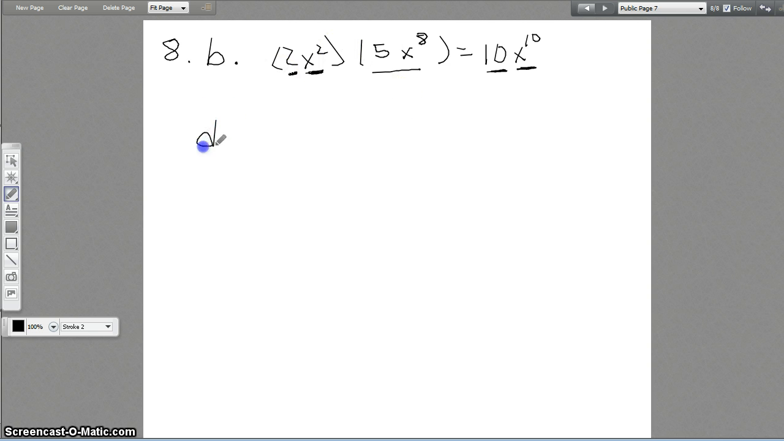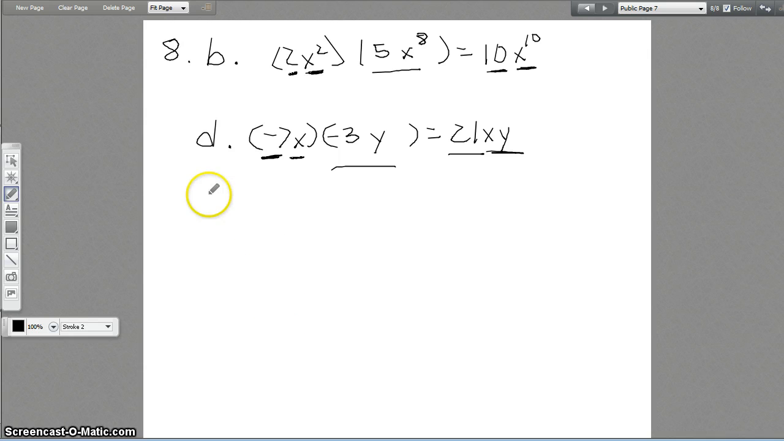For 8d, the problem is negative 7x times something is equal to 21xy. So first we look at our coefficients. We have negative 7. What do we multiply by negative 7 to get a positive 21? Well, that would have to be a negative 3. And then what do we have to multiply by x to end up with xy? Well, we already have an x, so all we have to put here now is a y. So negative 3y is going to be our answer.